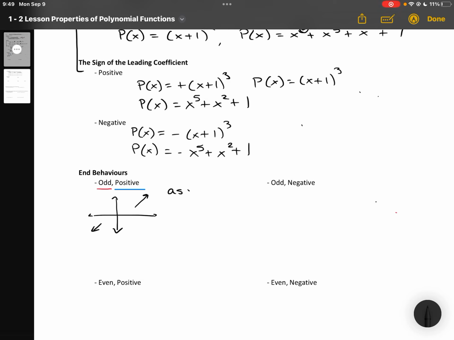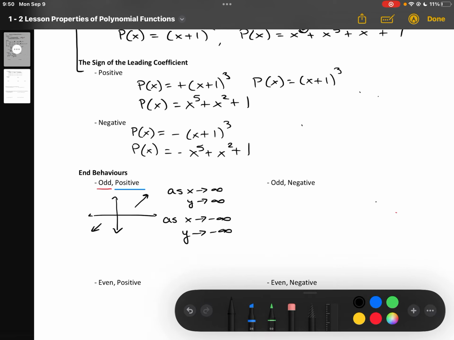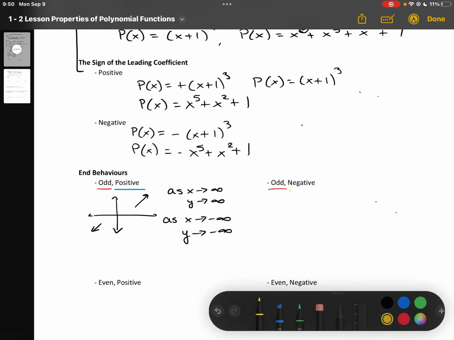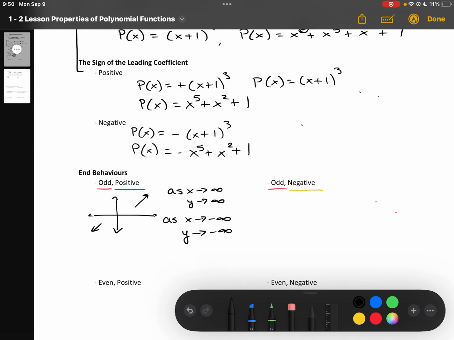Okay, or we can write as x goes to infinity, y goes to infinity, and as x goes to negative infinity, y goes to negative infinity. So that just means that as x gets really, really big, so does y, or as x gets really, really big negatively, y also does. So let's see, if we have an odd negative, then we've got the opposite situation.